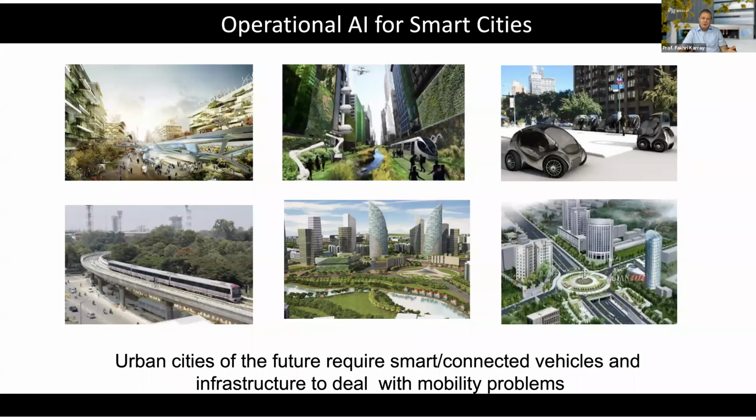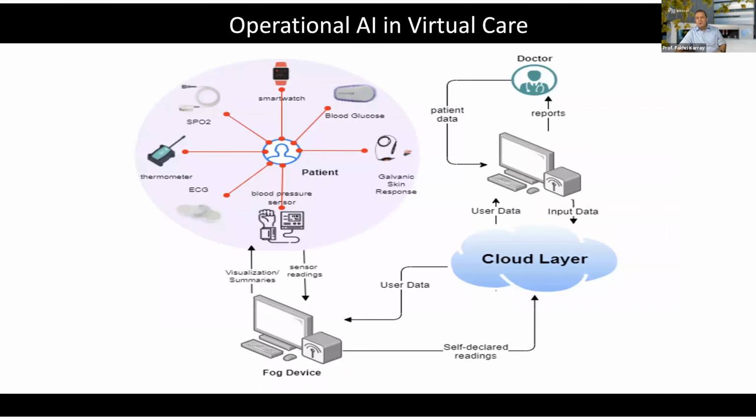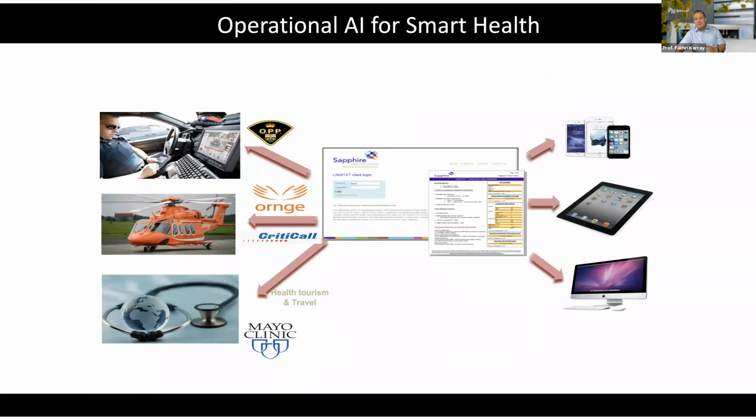We have developed several types of configurations for developing and simulating smart city systems using digital twin systems and high-level simulators with particular components, each one of them using the tools of operational artificial intelligence. There is also the area of virtual care systems. There is the area of smart health.